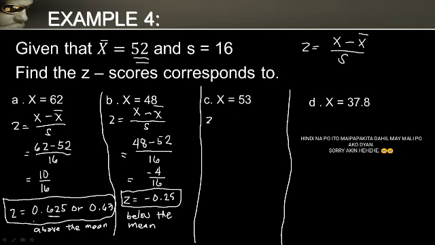It is the same again. z equals x minus sample mean all over the sample standard deviation. Given that x is 53, then subtract 52, all over 16. Then, 53 minus 52 is 1 over 16. So, just divide 1 by 16. That is 0.0625.